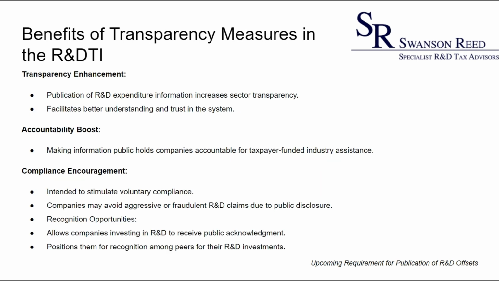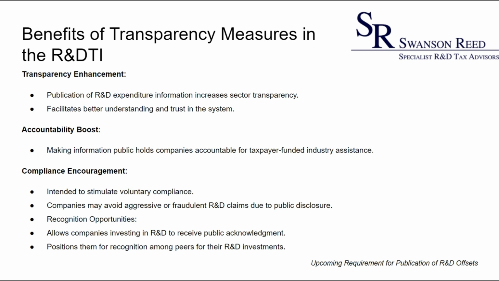Some of the benefits for the transparency measure may include that the publication of R&D expenditure information may increase transparency in this sector. This can lead to a better understanding and trust in the system. The transparency measures may also improve accountability. By making the information public, companies are held accountable for the receipt of taxpayer-funded industry assistance. The measures may also encourage compliance. The publication of this information is intended to encourage voluntary compliance.